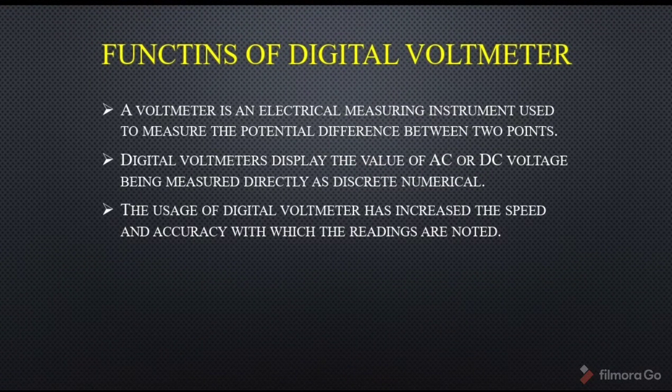Functions of digital voltmeter. The voltmeter is an electrical measuring instrument and it is used to measure the potential difference between 2 points. The digital voltmeter displays the value of AC or DC voltage being measured directly as discrete numericals. The readings are noted because the usage of digital voltmeter has increased the speed and accuracy.